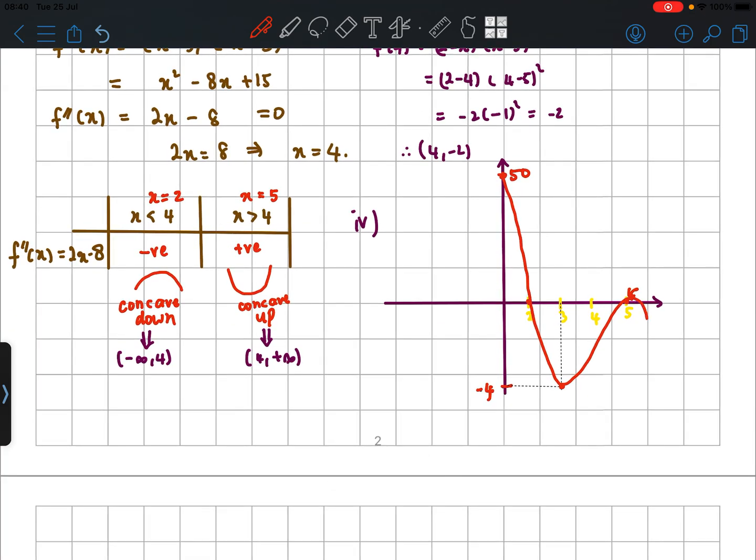So this is our graph. Don't forget to label the axes: y equals f of x, and this is x. This is our minimum point, and this is the maximum point. Our inflection point occurs at minus 2 here, so the inflection point is here. This is our inflection point.